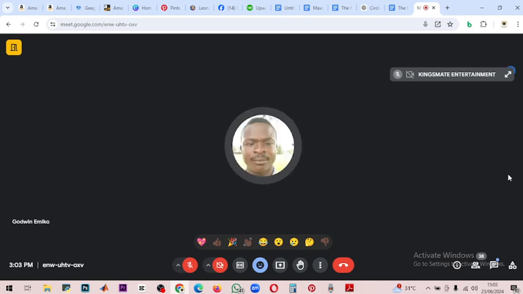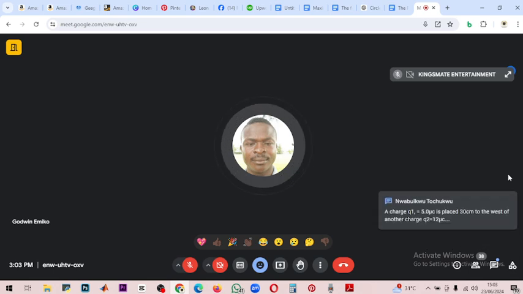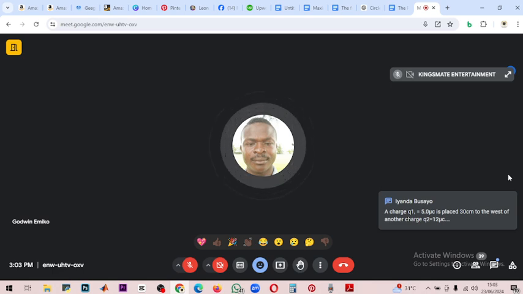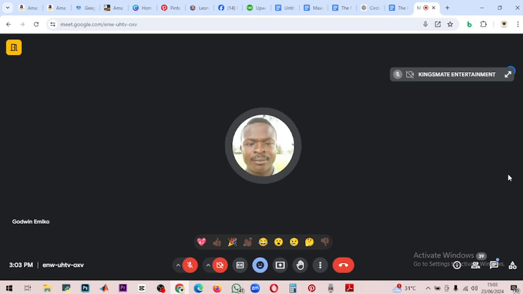They changed the distance from centimeters to meters squared so that it will coincide with the value of the constant, which is in Newton meters squared per coulomb squared. So they changed the value of the distance r. That is why you thought maybe it was not correct, but it's correct. Look at it, it's 30 centimeters. They changed 30 centimeters to meters, and that's how they got 0.30 meters.